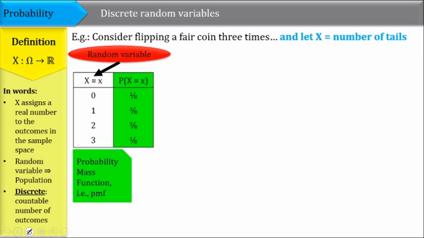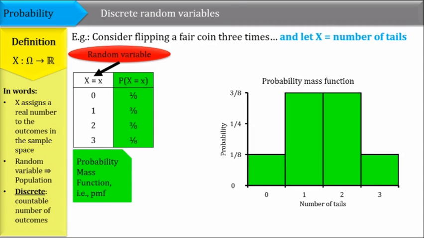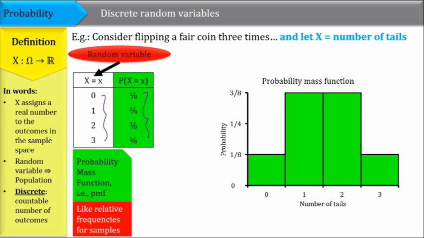Now the first thing, before we get to the actual calculations, is just to introduce some new terminology. If we look at the list of x values and the associated probabilities, then we call this the probability mass function, or in short, the PMF. Now the PMF graphically looks like a histogram, right? And in fact, this PMF, this table, looks almost like relative frequencies for samples, where we have the outcomes and we have our relative frequencies.